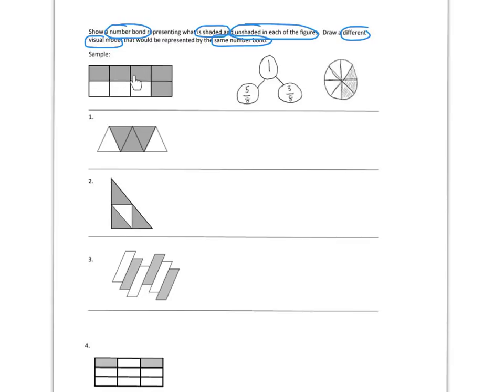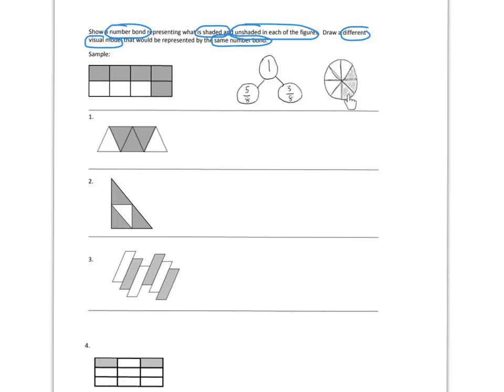Of these 8, 1, 2, 3, 4, 5 are shaded. This whole can be decomposed. This one whole, which is the same as this rectangle, can be decomposed by 5/8 that are shaded and 3/8 that are not shaded. The circle is another visual model that could be represented by the same picture.